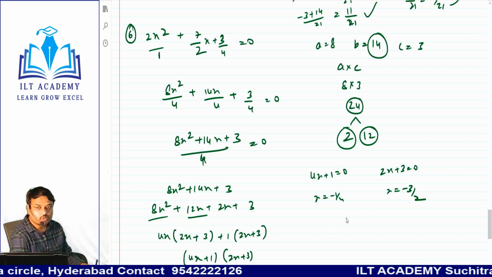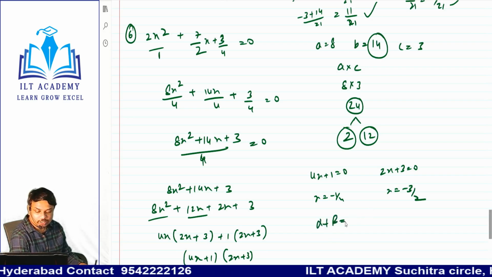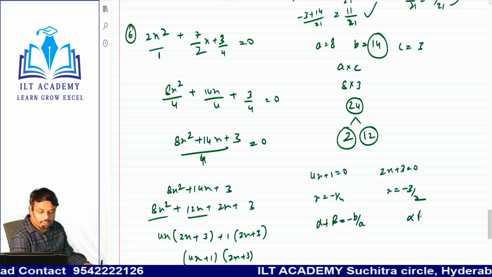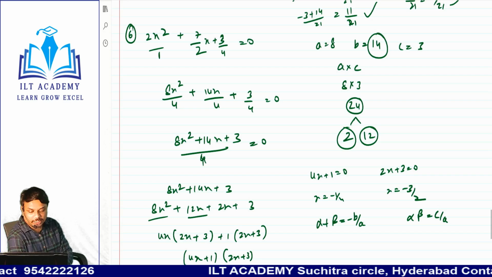Clear? Now what we can do? Alpha plus beta is equal to what? Minus b by a. Alpha beta, which is equal to what? c by a.